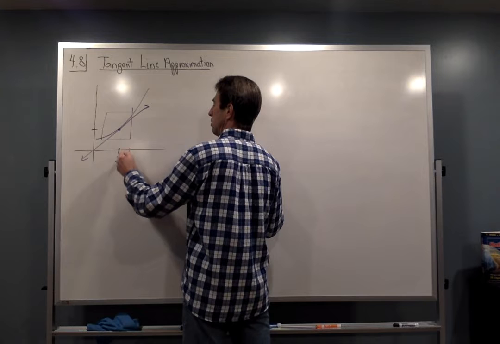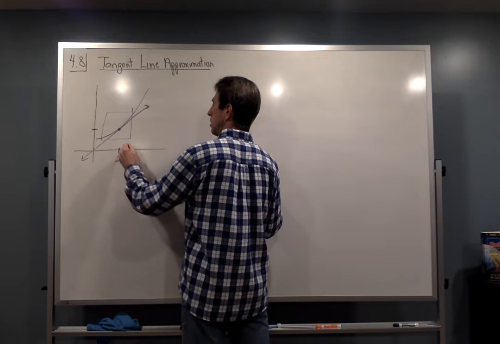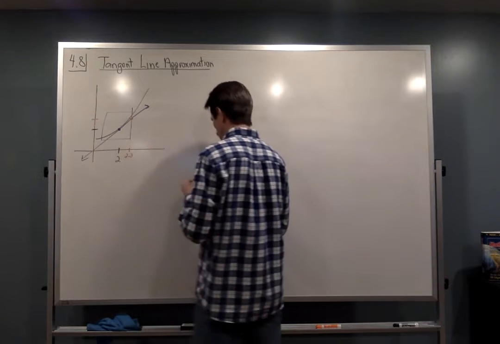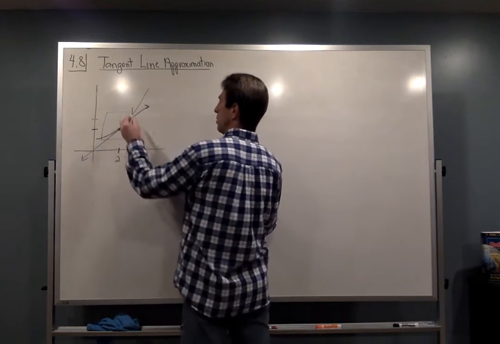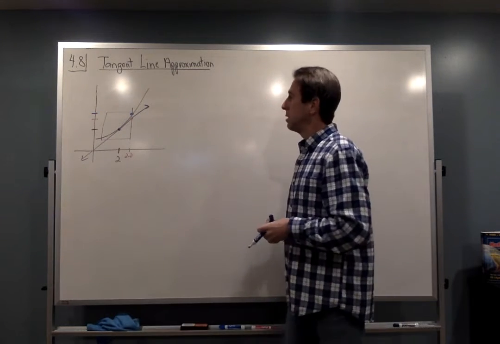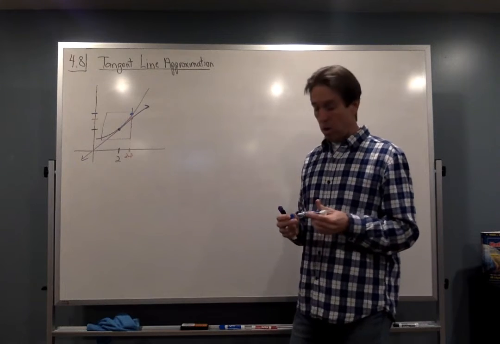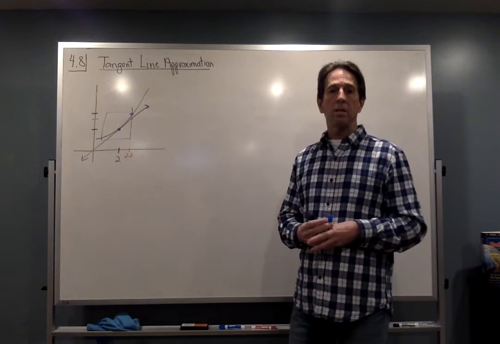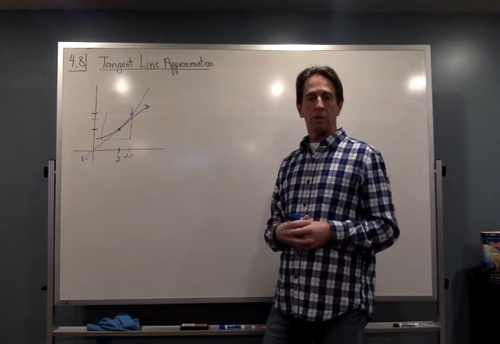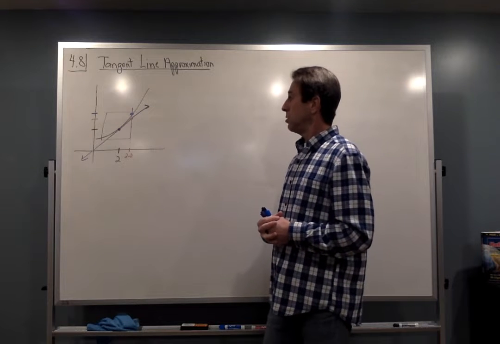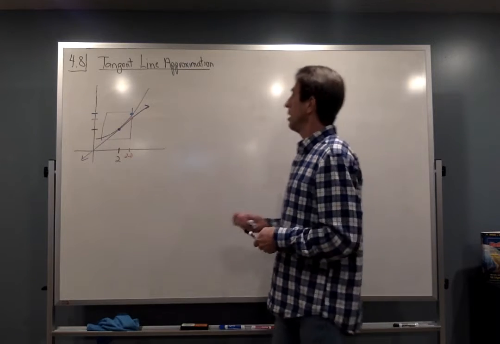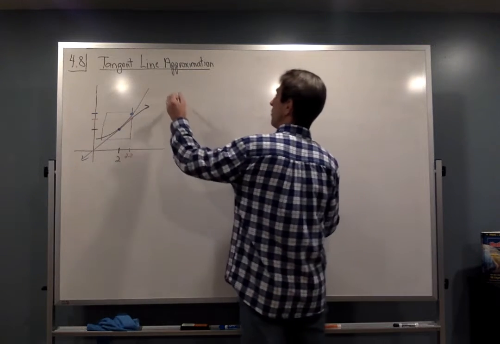Maybe at 2.2 the line would be here, and then at 2.2 the function would be here. So there would be a little bit of a discrepancy, an error you might call. So that's basically the tangent line approximation. We are going to use a tangent line to approximate the value of a function. So what it really comes down to is to draw a tangent line at a point and figure out what you might get. A quick example of that would be this problem.